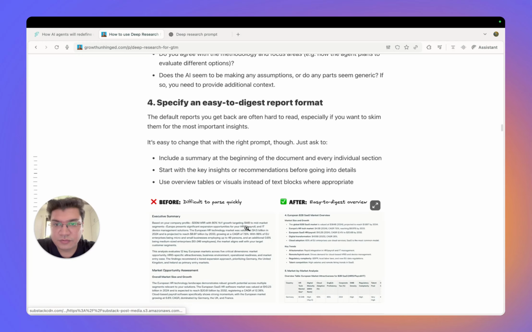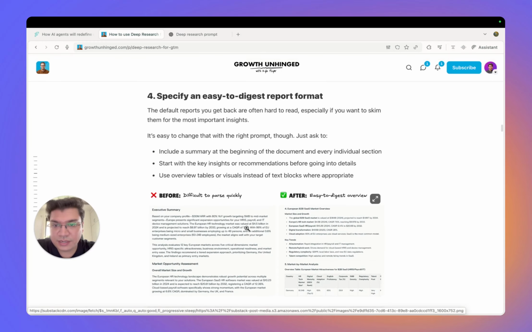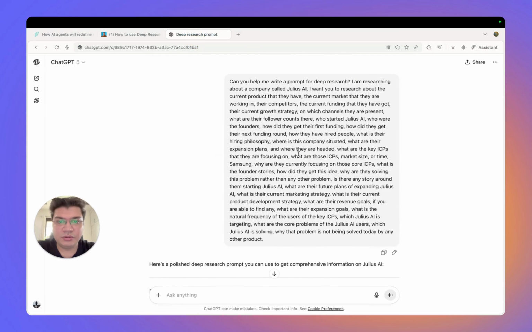The other is that the more specific you are, the better the output, right? And I'll give you one interesting example from my side. Recently I was researching a company called Julius AI, and I gave it this kind of prompt where I told it, can you help me write a prompt for deep research? I am researching a company called Julius AI.